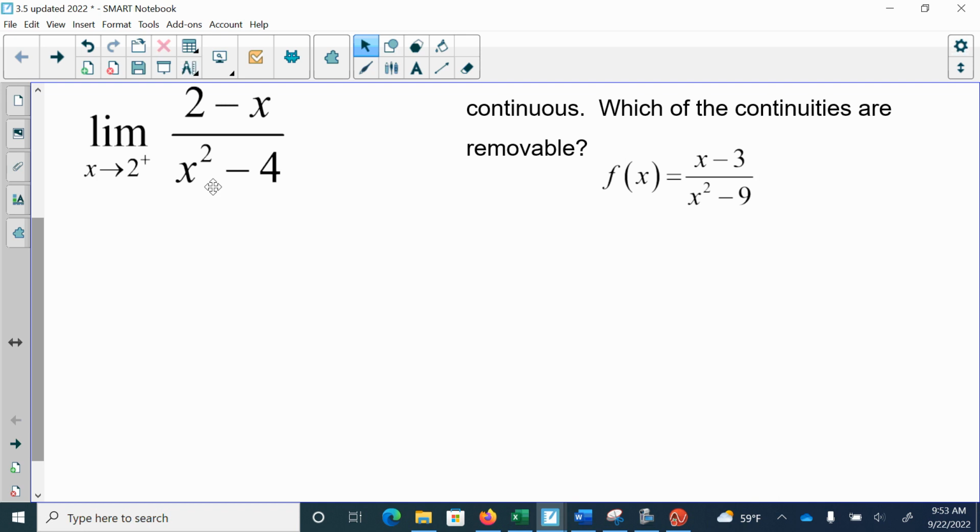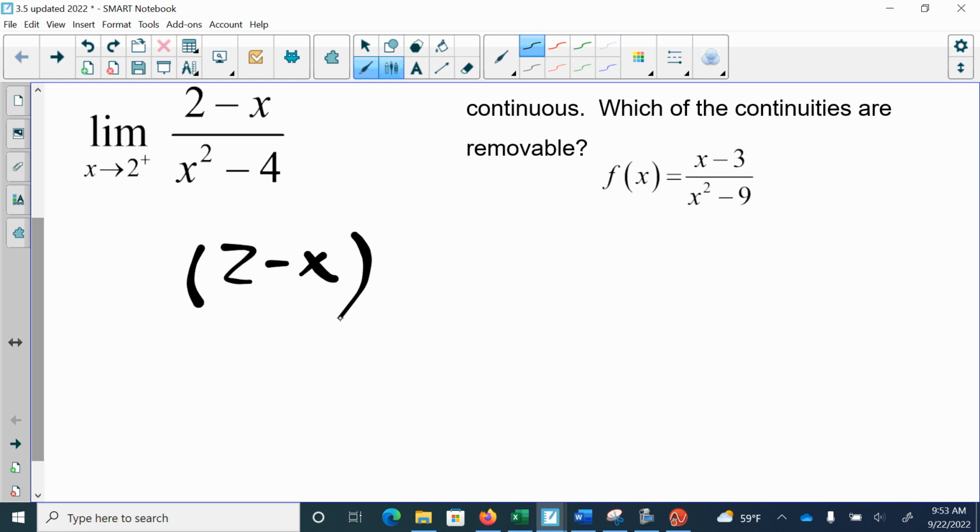Okay, so this is the drill for today. You have a test next class. The test will cover sections 3.1 to 3.5, so it's all of chapter 3. Alright, so the top one, we factor out.